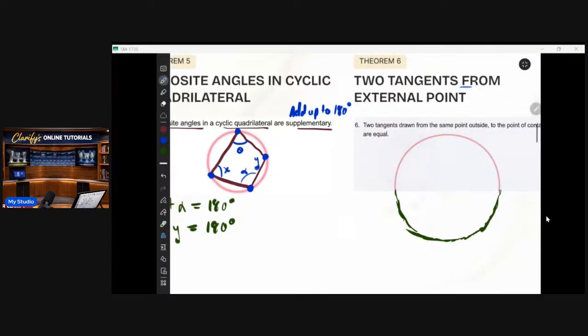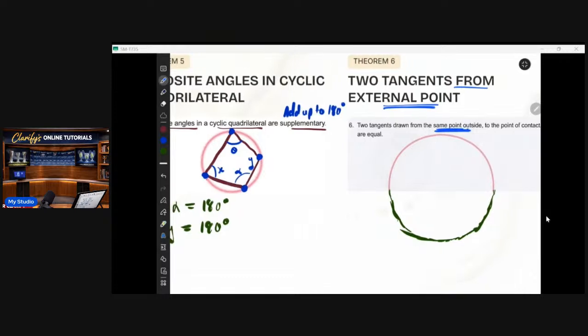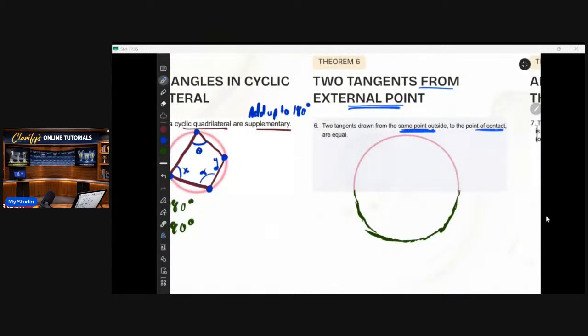Two tangents drawn from an external point. This is theorem number 6. What does it say? Two tangents that are drawn from the same point outside, and they are drawn to the point of contact, will be equal. So tangents are drawn from the same point, which we can call point A. Any point outside.